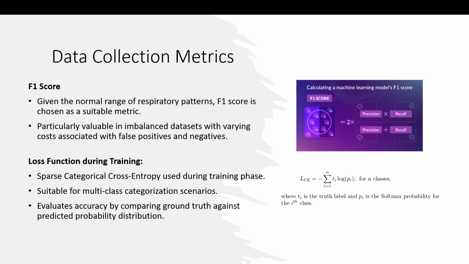Secondly, for the loss function, we're using the sparse categorical cross-entropy method. This is very suitable for multi-class categorization scenarios and evaluates accuracy by comparing ground truth against the predicted probability distribution, which we can see in the equation on the right.